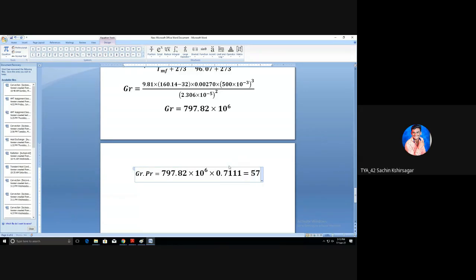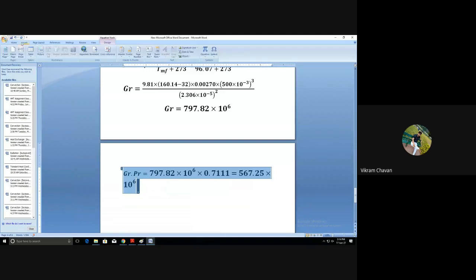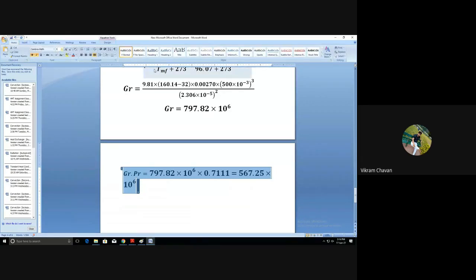567.25 into 10 raised to power 6. Now 5.67 into 10 raised to 8. If you convert this into 10 to the power 8, this can be written as 5.67 into 10 to the power 8.